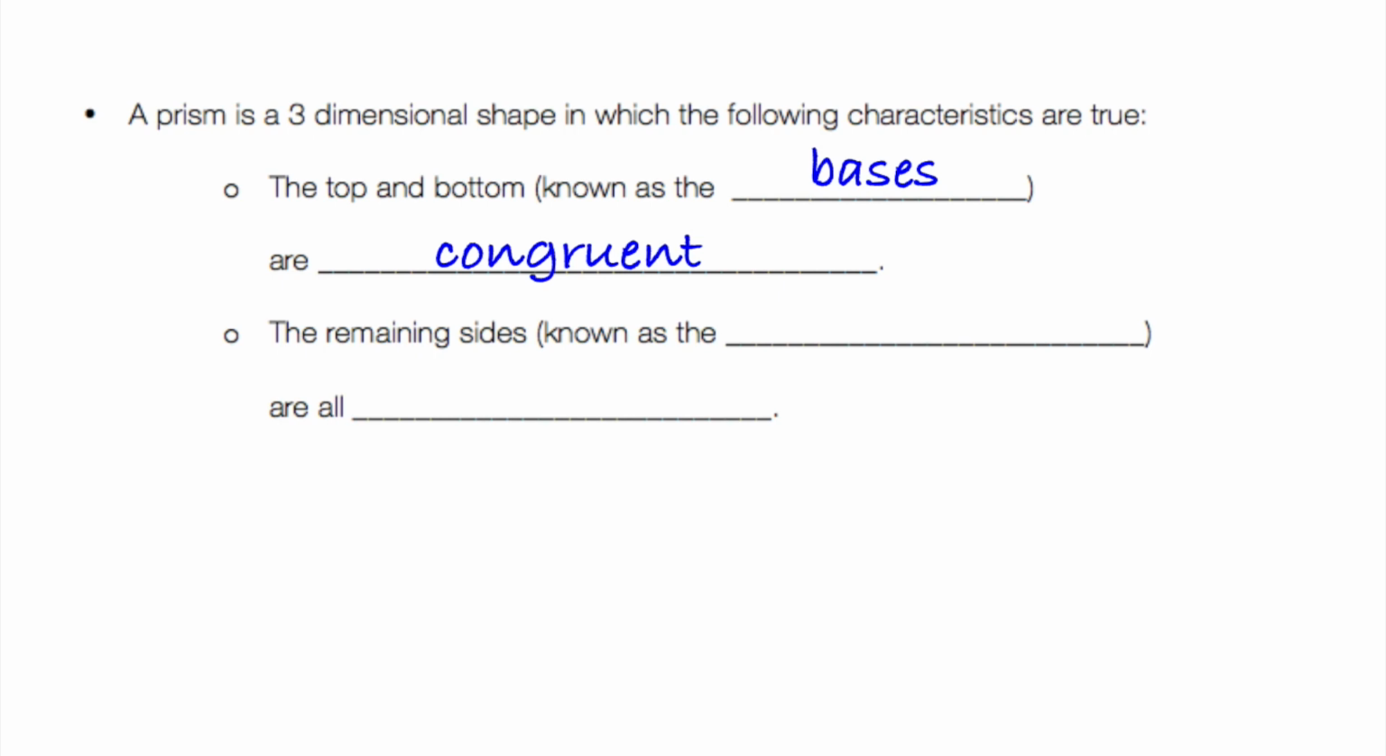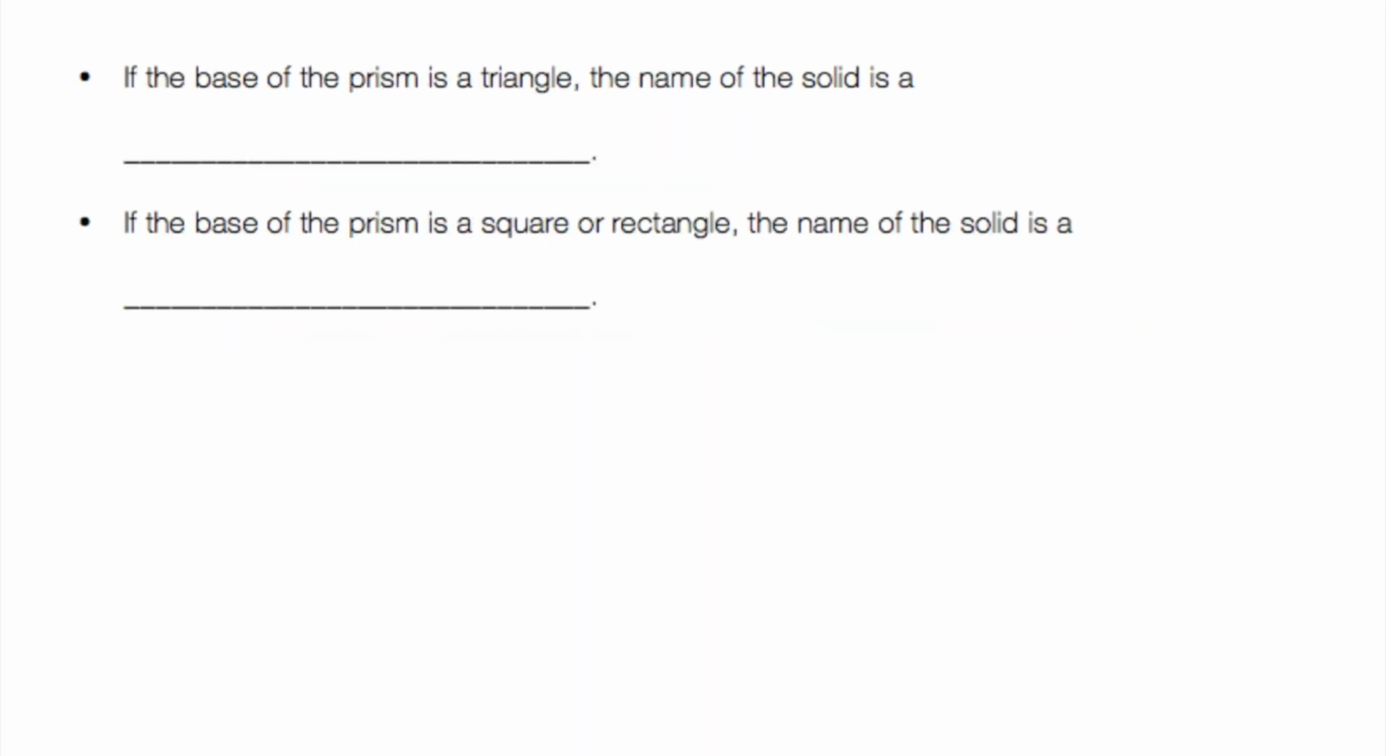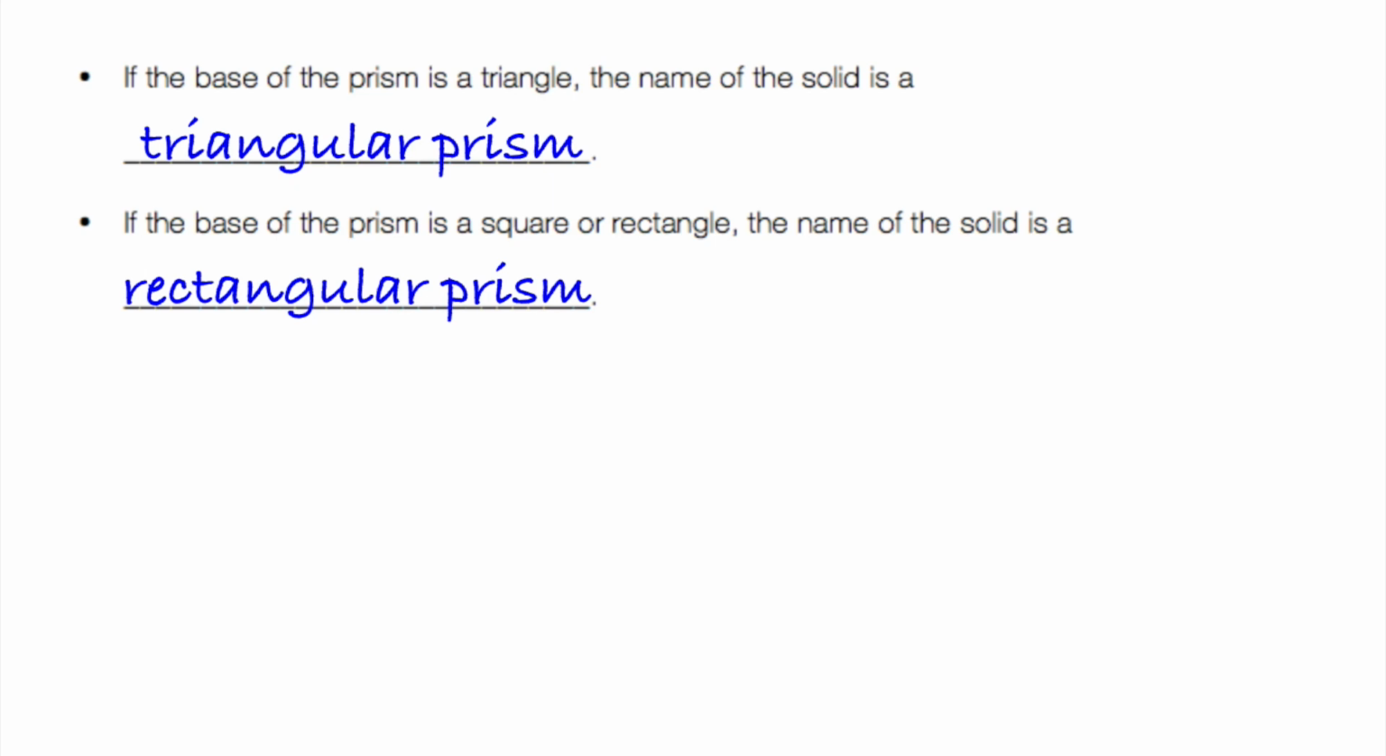The remaining sides that are left over are known as the lateral faces, and they're always going to be rectangles. If the base of the prism is a triangle, we name the solid a triangular prism. If the base of the prism is a square or a rectangle, we give it the name of a rectangular prism.